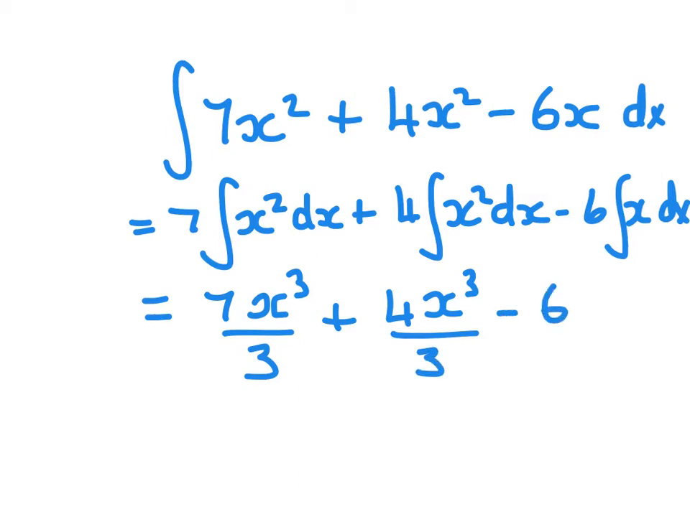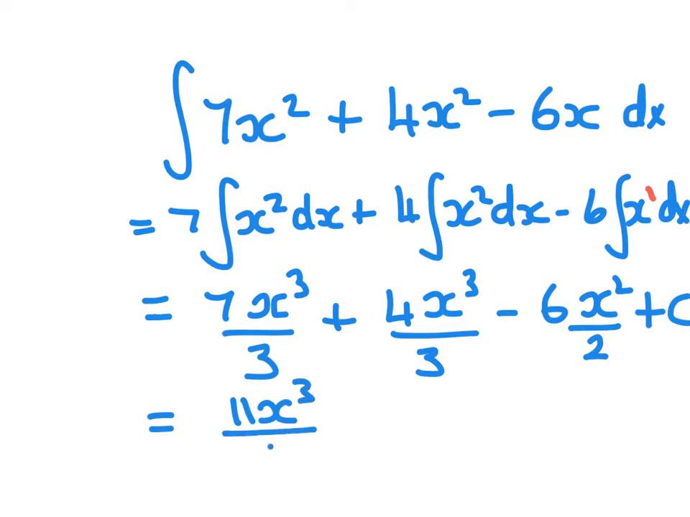Now be a little careful here, because remember, when there's no power, the power is actually 1. So if we're raising that power, it's going to be x squared over 2, and I need my constant of integration. Because the first two terms are both over 3, and I've got 7x cubed plus 4x cubed, that's 11x cubed over 3, minus, and then I've got 6x squared over 2, so that's the same as 3x squared plus c.